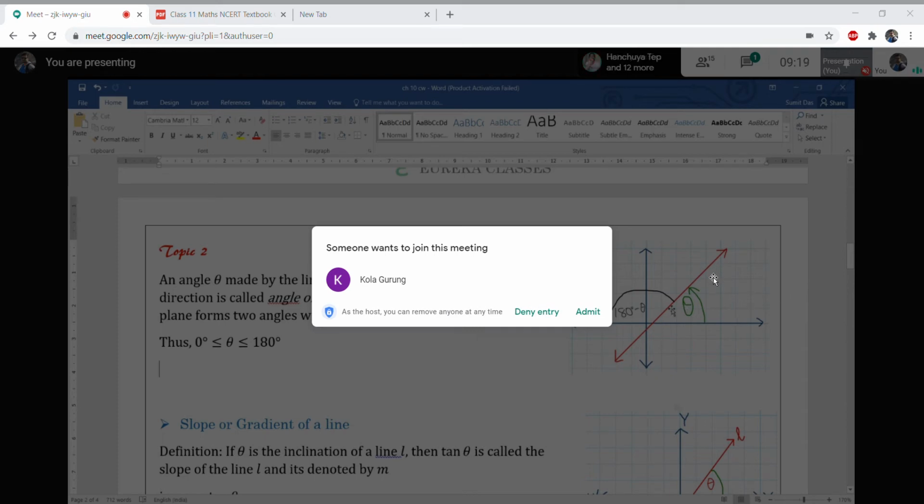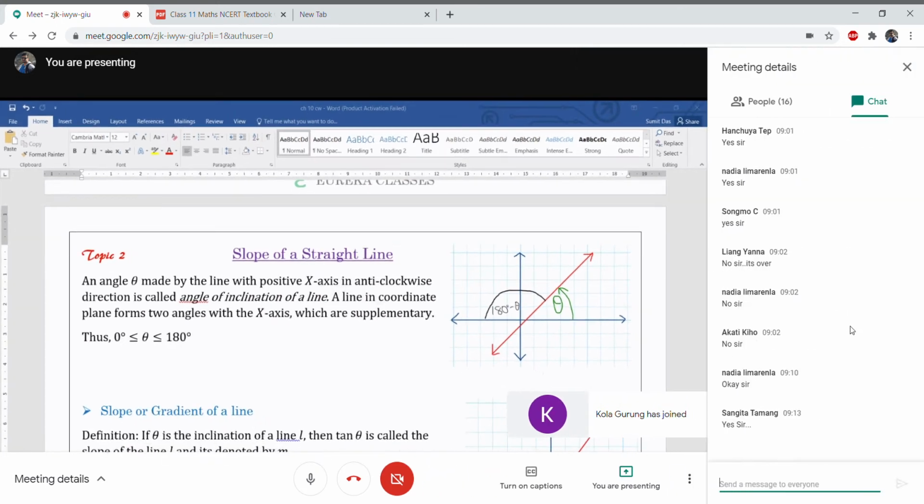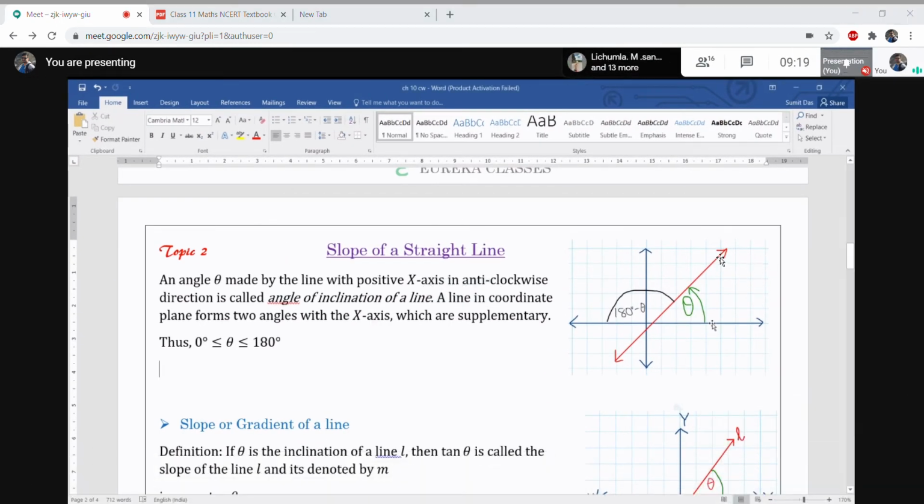And at the same time, this red line is making another angle. You can see 180 minus theta. If this angle is theta, then this angle will be 180 minus theta, right? So this angle is the supplementary angle of that angle.